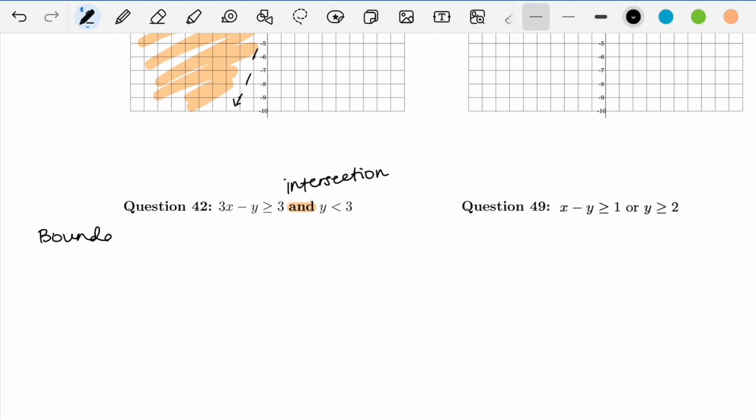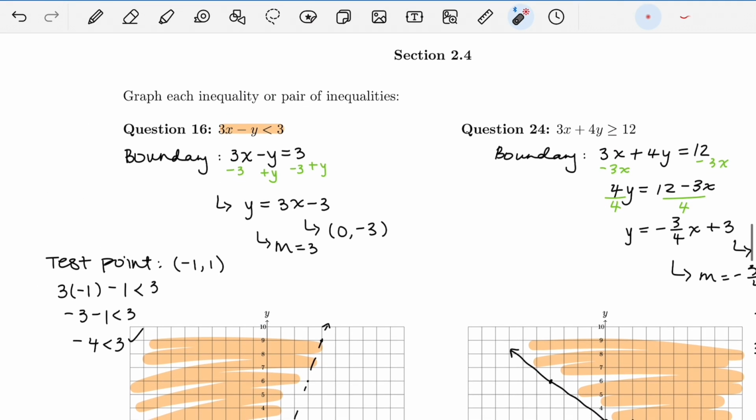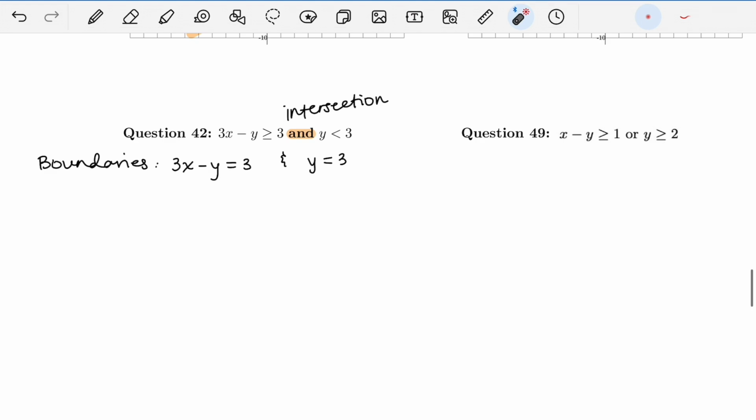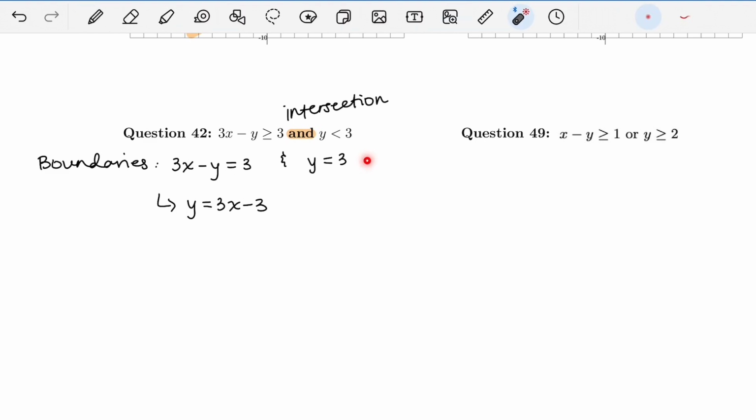So we're going to do the same thing here. We're first going to identify our boundaries, and in this case, it's going to be 3x minus y is equal to 3, and y is equal to 3. So this is actually the same equation that we saw in this question here, 16. 3x minus y is less than 3. So graphing this boundary, we know it's just going to be y is equal to 3x minus 3. And then we already have a line for this guy. So what we'll do is graph them.